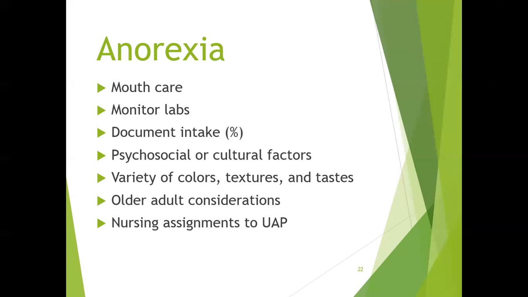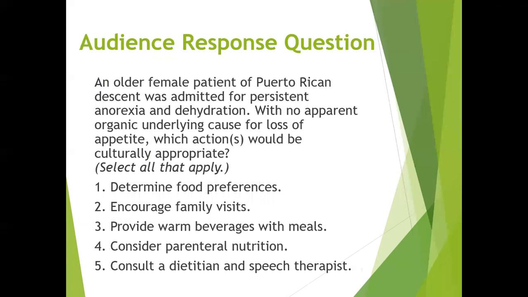Nursing assignments to the UAP. We can have the UAP take vital signs, sit with the patient, weigh the patient, move the patient. There are many things that an unlicensed assistive personnel can do. So it's important that we know our scope of practice and we delegate appropriately.